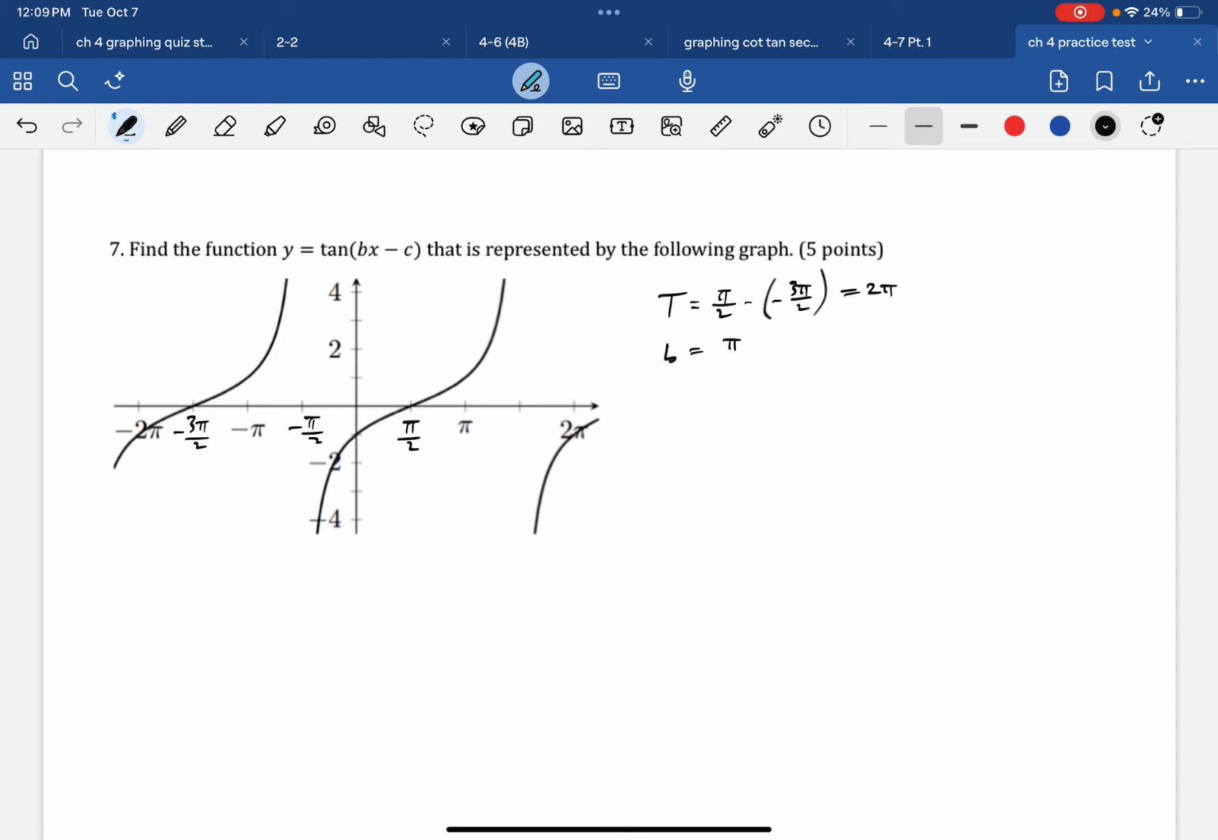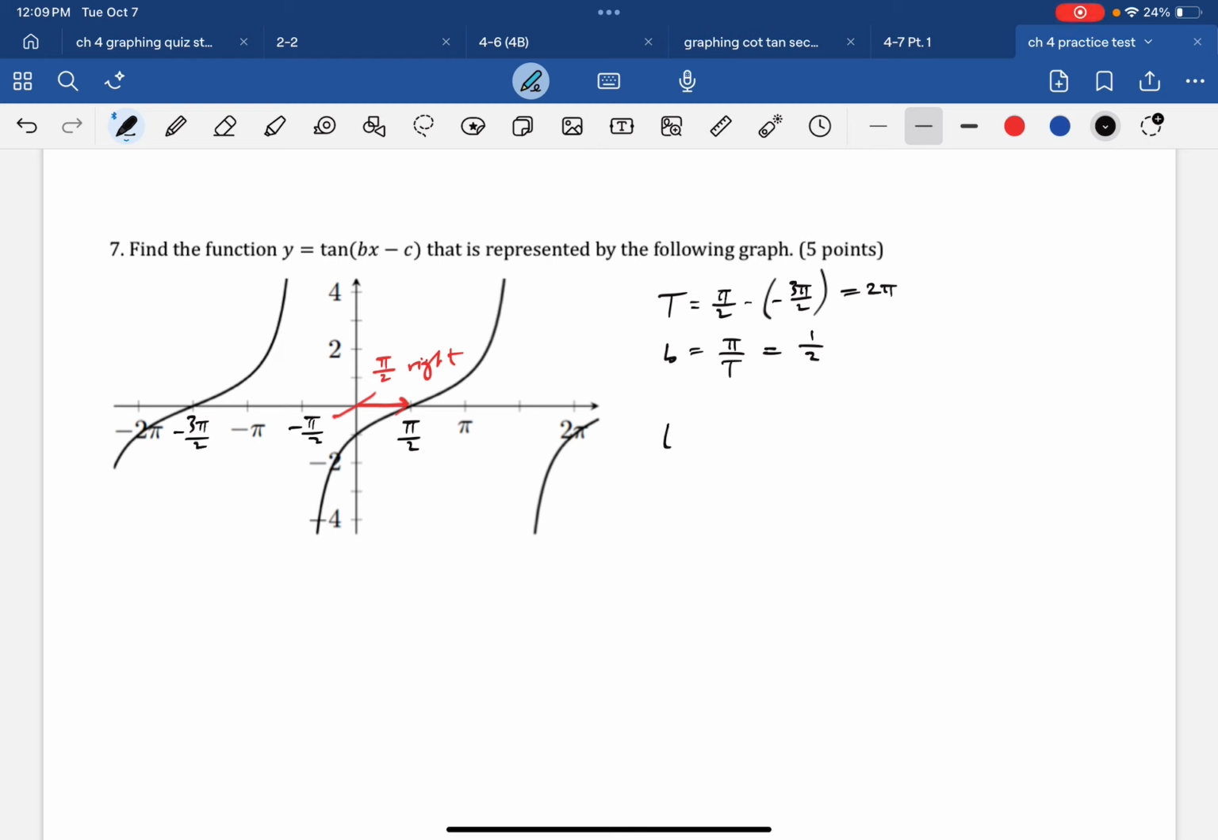Now b is pi over t. Note that it's not 2 pi over t, because now we have a tangent function. The equation is b equals pi over t. So b equals pi over 2 pi, which is 1/2. Next, I need to find the horizontal shift. I know that my positive tangent function is going to intersect the x-axis with a positive slope. And so I know that it's being shifted by pi over 2 to the right. Pi over 2 right.